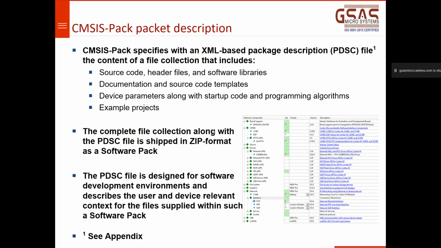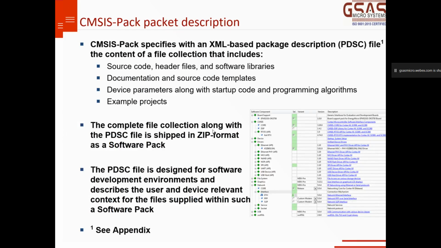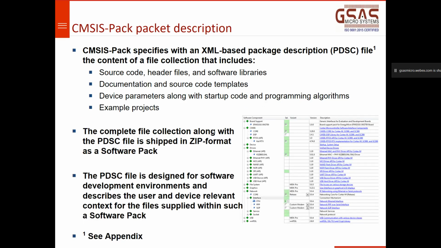So this is CMSIS pack description. CMSIS packs, whatever the software packs we saw in the previous slide, are delivered to the user in the form of a pack description file. It's an XML-based format. It has source code, header files, libraries, documentation, source code templates, example projects, parameters, startup code, flash programming algorithm, and system initialization file. All those are part of the same system.